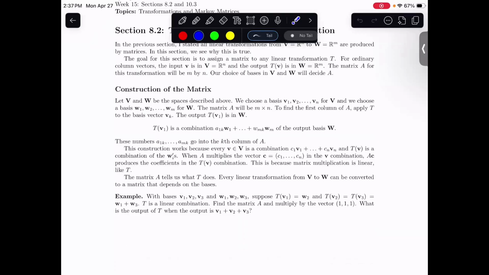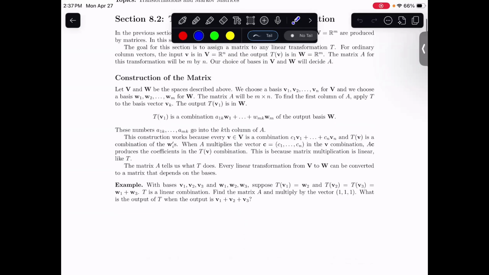And so how is this matrix going to be constructed? I'll talk in generality, and then we'll go through an example. It's really going through an example that I think will make it a bit easier to see what's going on here. And so we're going to let V and W be the spaces described above. We're going to choose a basis v1, v2, up until vn for V, and then a basis w1, w2, to wm for W. And so the matrix A is going to be an m by n matrix. And really, we just need to find out what the columns of A are going to be. Then you just fill out all the columns, and that gives you the matrix.